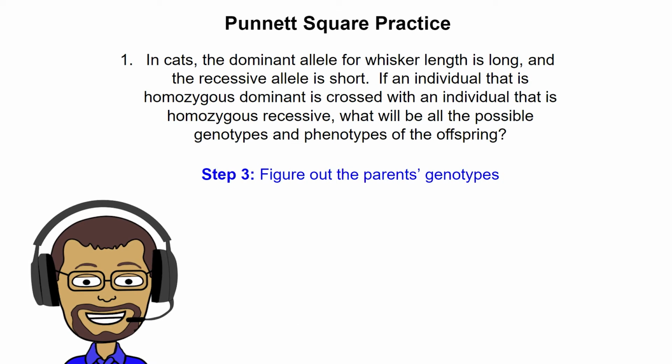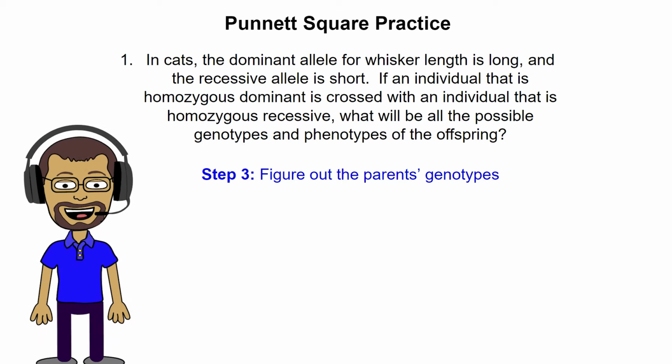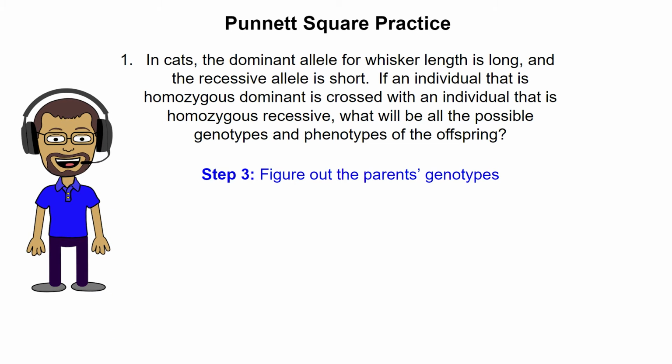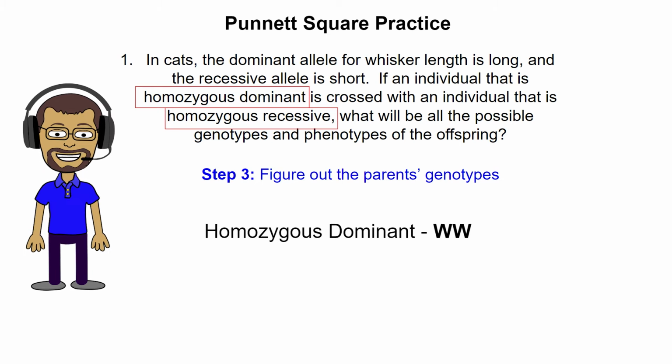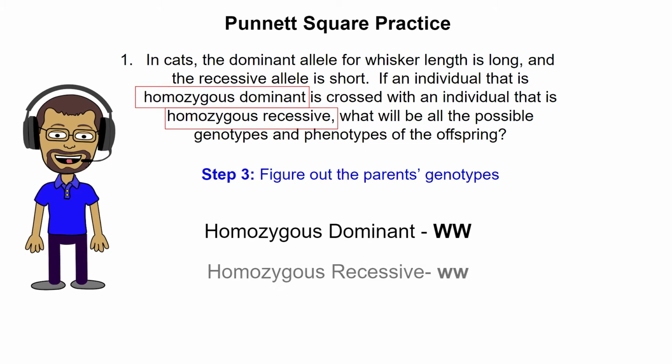Step 3, figure out the parents' genotypes. Again, this one isn't really too hard. It tells us right here in the question. It says one individual is homozygous dominant and the other one is homozygous recessive. So we know that homozygous dominant is big W, and we know that homozygous recessive is little w. So now we know the genotypes of the parents.